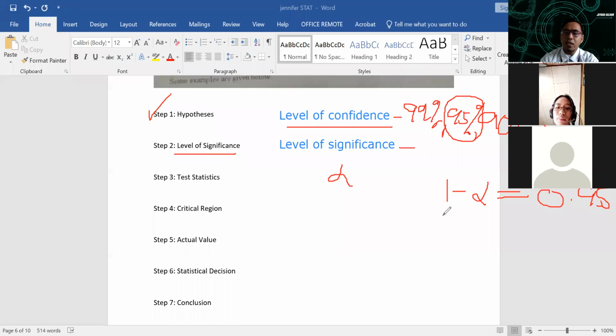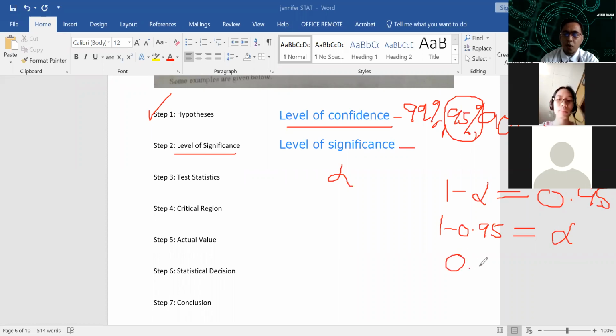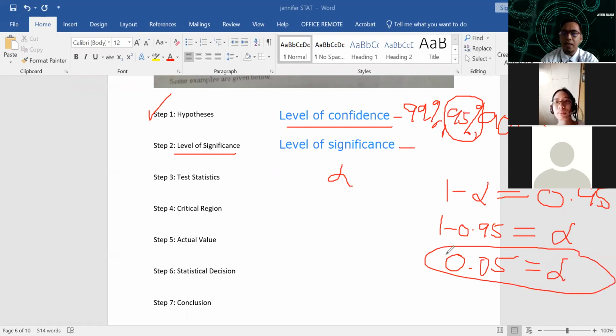Okay? So in that case now, you will have 1 minus 0.95. And this is now equal to the positive alpha. Then after that, it will be 0.05. And that is now your level of significance. Clear? Nasabtan sa tanan? That is the process in determining your level of significance.